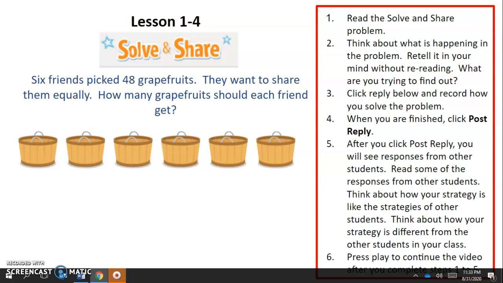6 friends picked 48 grapefruits. They want to share them equally. How many grapefruits should each friend get?